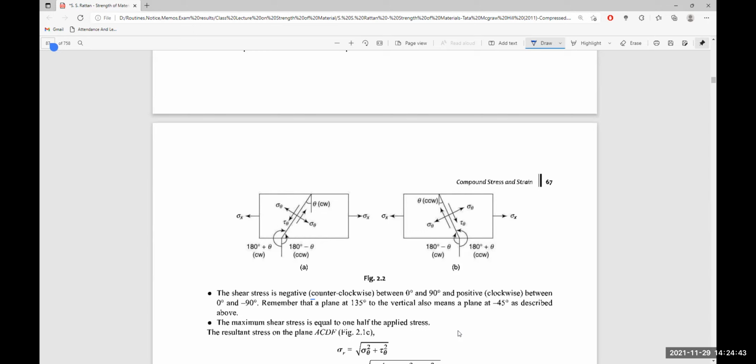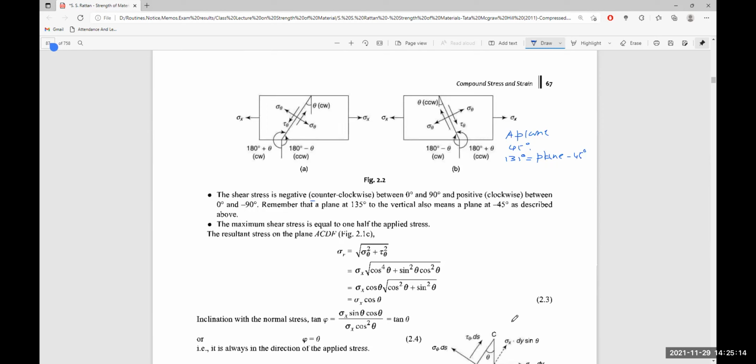So what is this? It means a plane at 45 degrees, and a plane at 135 degrees, which is equal to a plane at minus 45 degrees as described above. The maximum shear stress is equal to half of the applied stress.